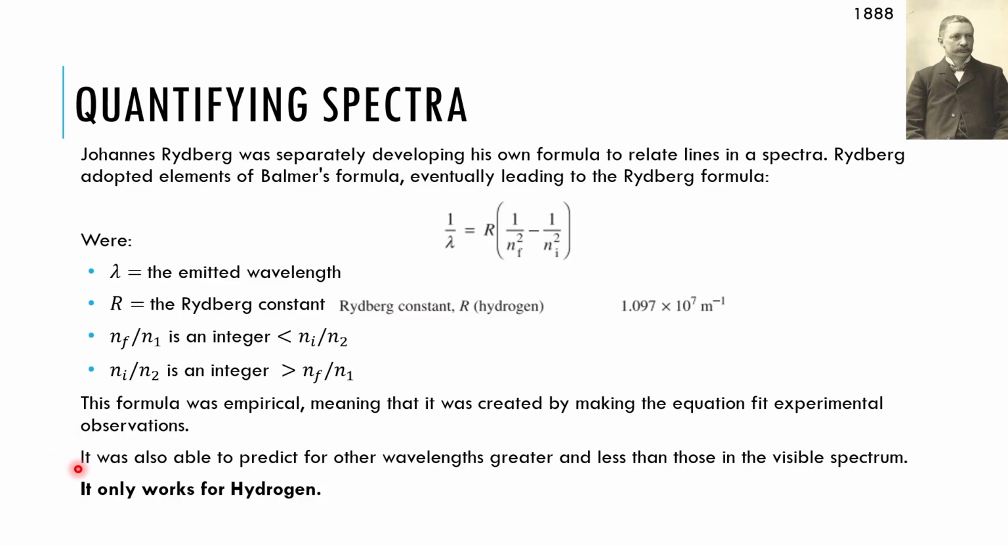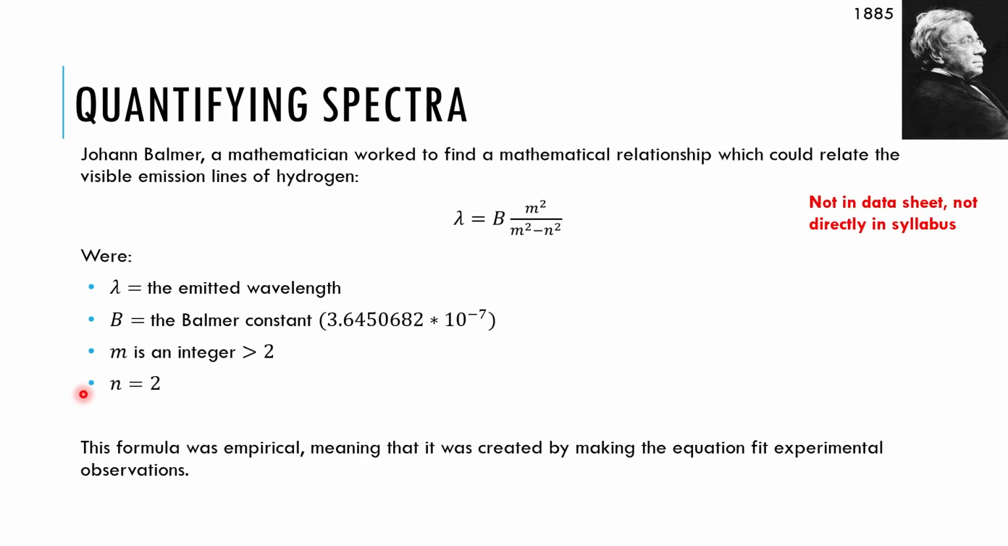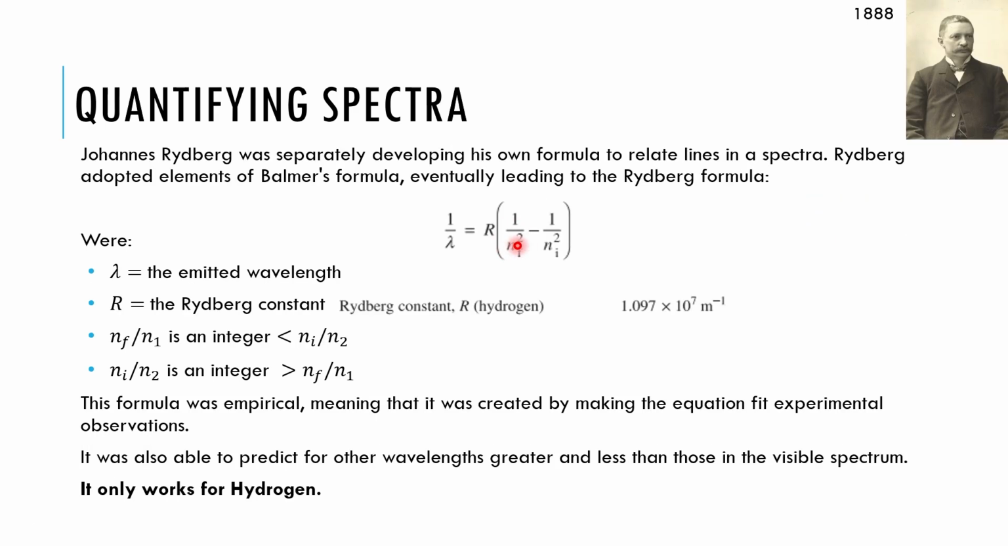What was advantageous about this equation as well was that you were able to predict other wavelengths in the hydrogen spectrum that weren't just observed in the visible spectrum. Essentially, the difference between the two equations comes down to the fact the Balmer formula always had a value of n equals 2, and in the Rydberg formula, Nf can take any value, not just 2.